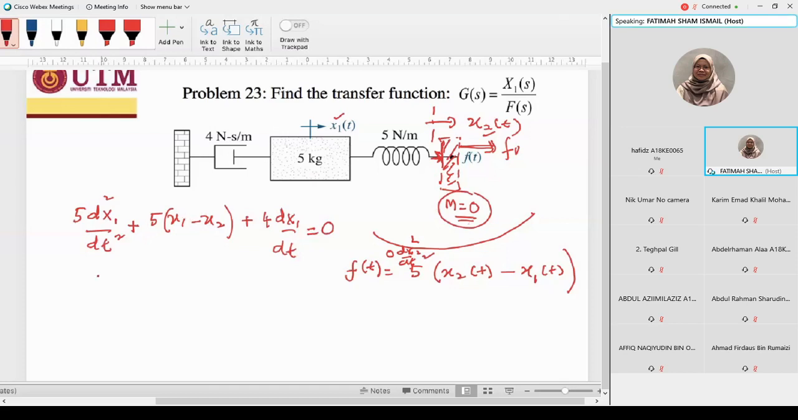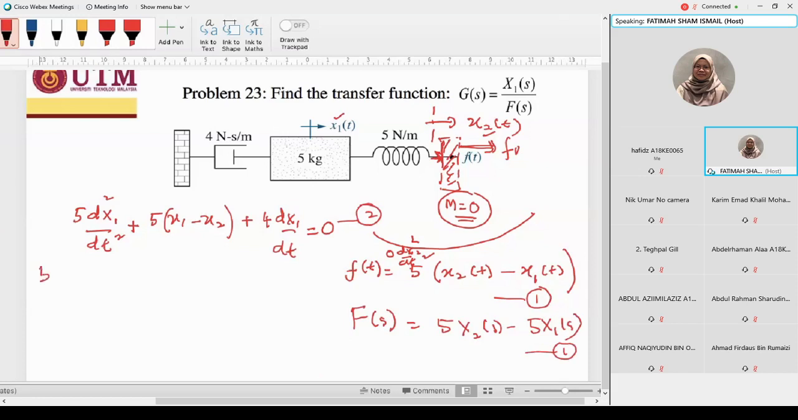So meaning that you have this equation. If you feel that the equation is simple, you can just substitute x1 into the second equation. If this one is your first equation, this one is your second equation. So you Laplace the first equation, you can get F(t) become F(s) = 5x2(s) - 5x1(s). So this is your first Laplace transform.